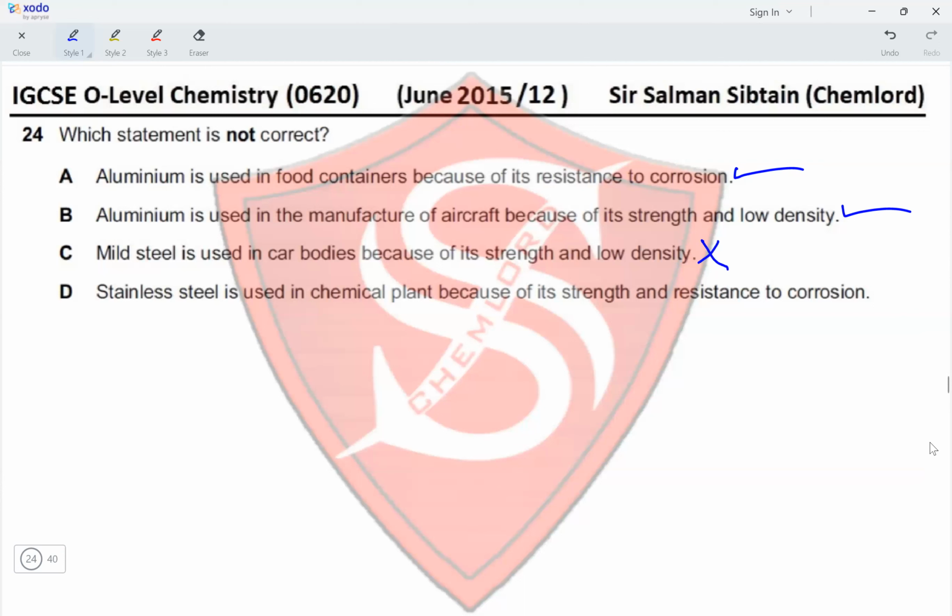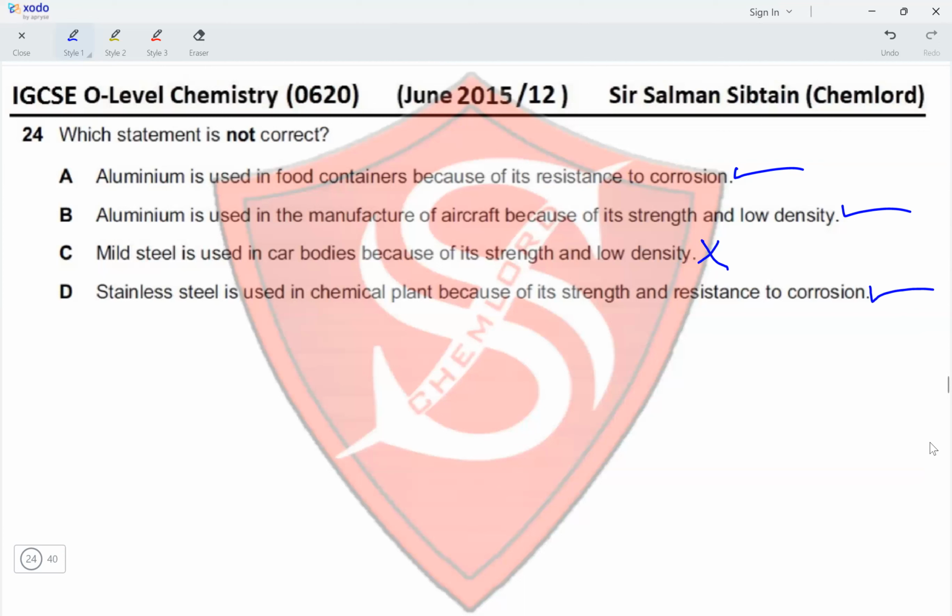Stainless steel is not used in chemical plants. Mild steel is used in chemical plants. But stainless steel, in order to resist corrosion, will be used in chemical plants. So this should be correct.